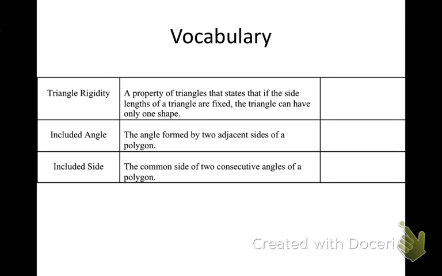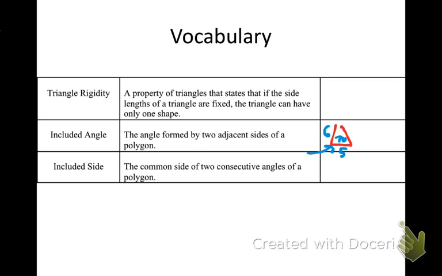Included angle is the angle formed by 2 adjacent sides of a polygon. So if I have a triangle here, and I know, for example, this side has a length of like 6, this one is 5. This one right in between there, if I were to say that were 70 degrees, that is my included angle. It is between the sides. It's included between the 2 sides.